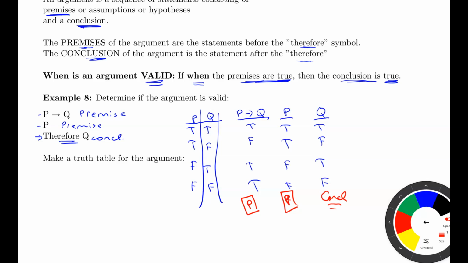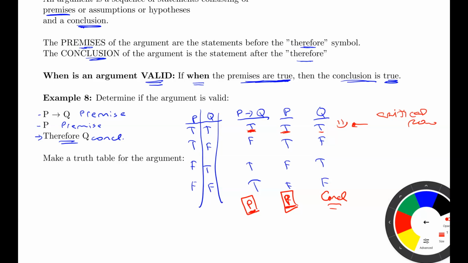when the two premises are true. So let's look through the premises. These two premises are true, so that makes this a critical row. Critical row. And do these two premises give me a true conclusion? Yes, they do. So I'm happy. So far it looks like the argument is valid.